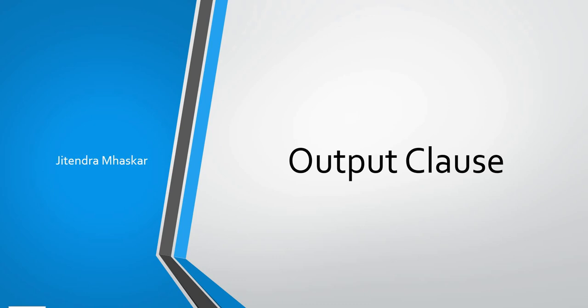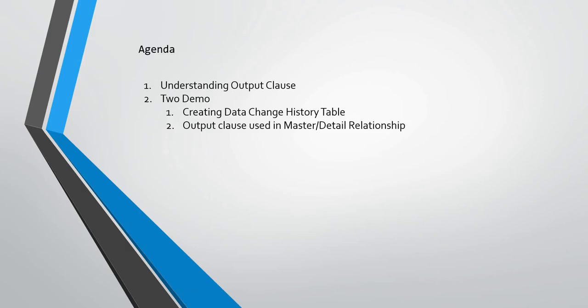Hello friends. So today we would talk about the output clause. Okay. And as usual, the agenda would be, initially, we would very briefly understand what an output clause is, and then I would show you two demos. One is using the output clause for maintaining the data change history, and the second one is using the output clause for maintaining the master detail relationship.